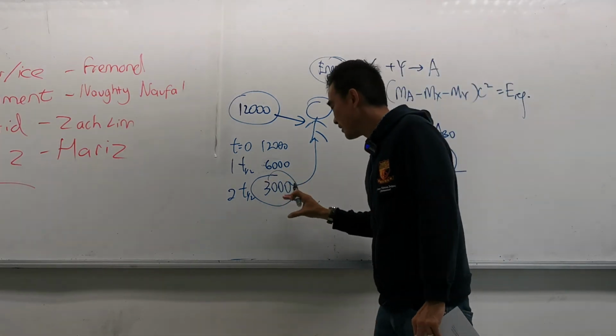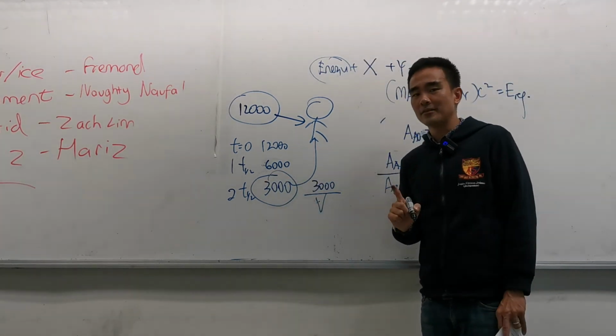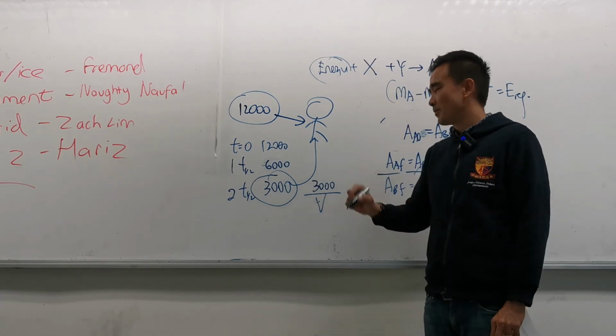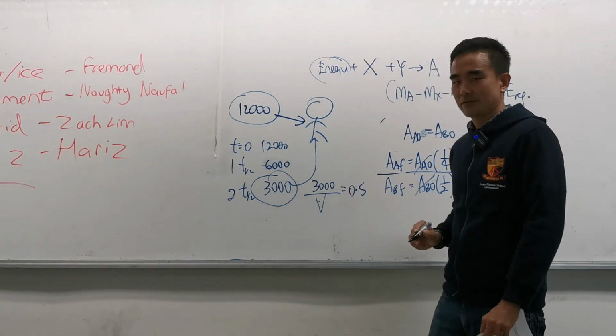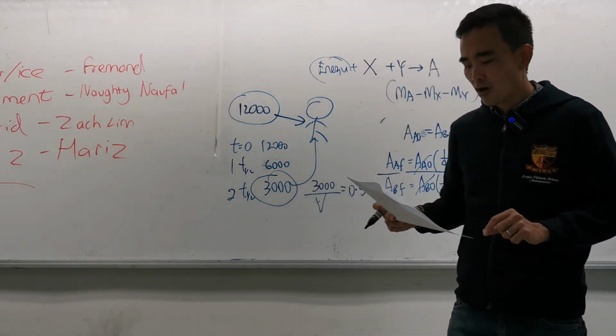But this 3,000 is distributed over the whole system of the blood, which is the total volume of blood, and this equals 0.5. And therefore, you can get the answer, which is 6,000. It's about there for normal human beings.